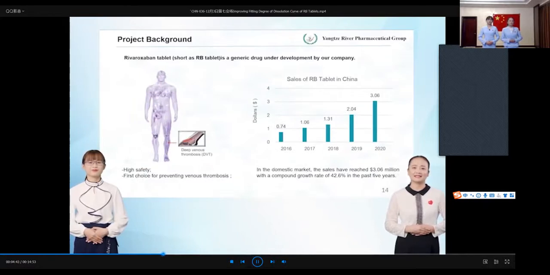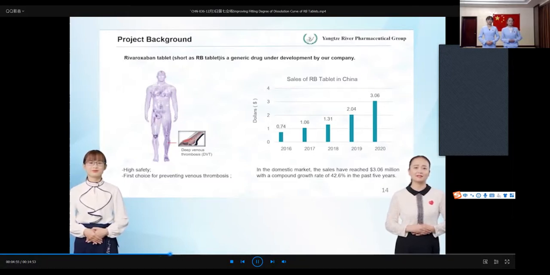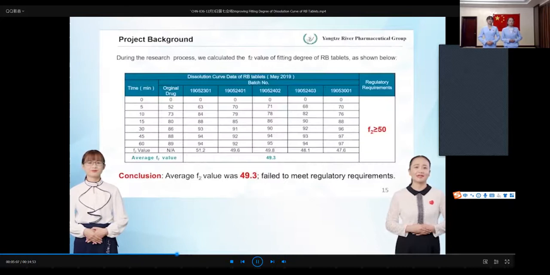The RB tablet is a generic drug under development by our company. Since its safety is high, it's the first choice for preventing venous thrombosis. In the domestic market, its sales have reached $3.06 million with a compound growth rate of 42.6% in the past 5 years. During the research process, we calculated the F2 value of fitting degree of RB tablets. The average F2 value is 49.3, failing to meet regulatory requirements.